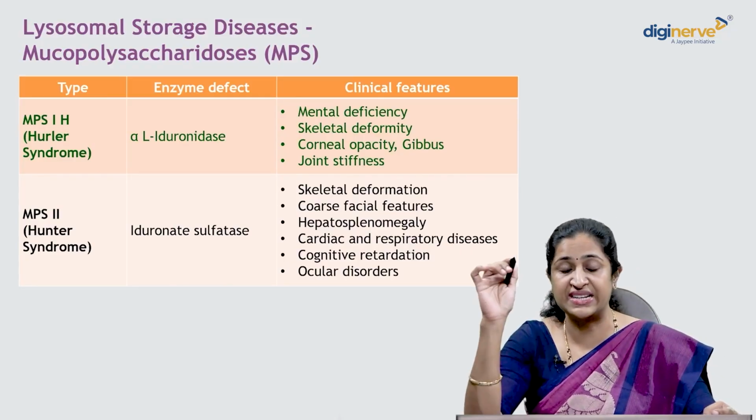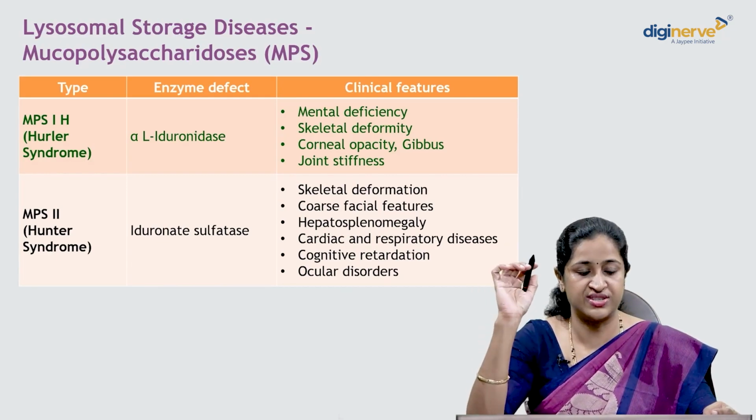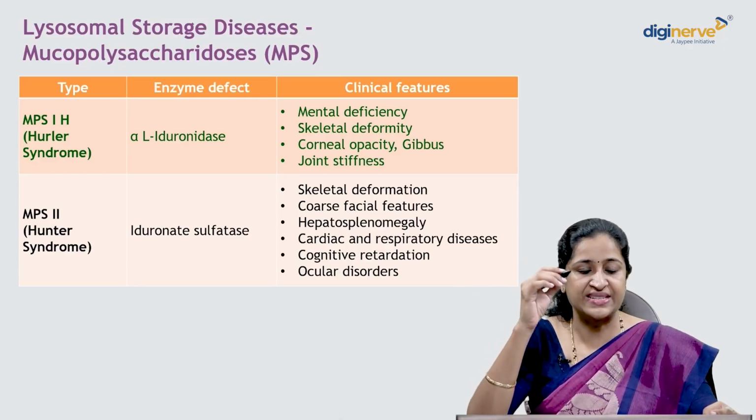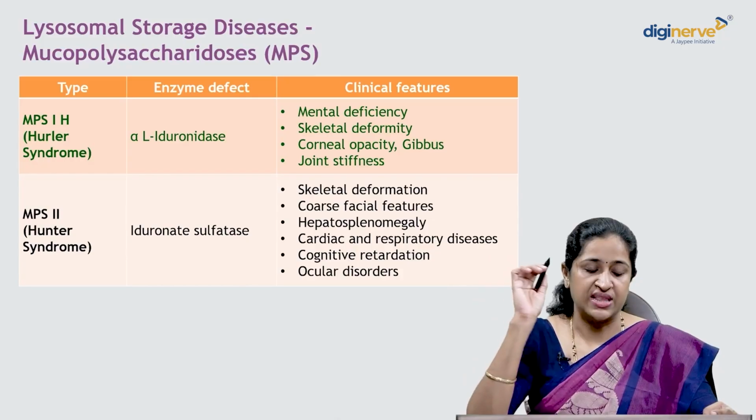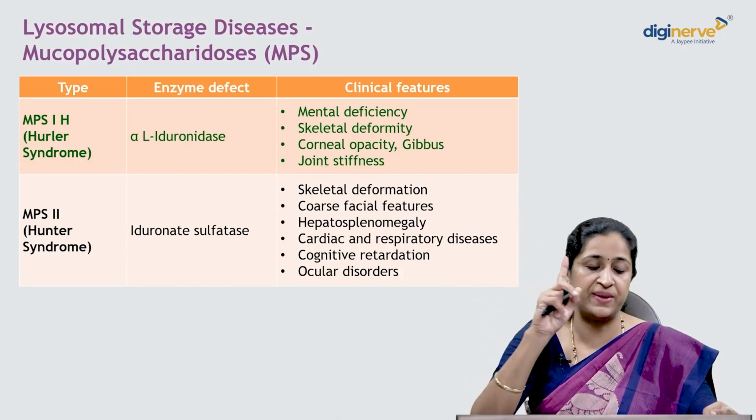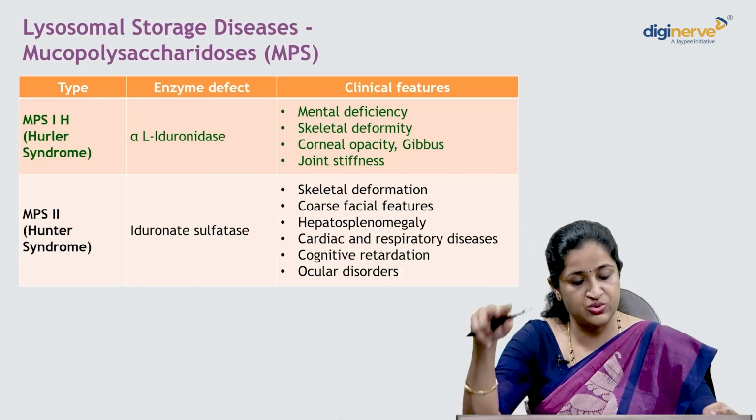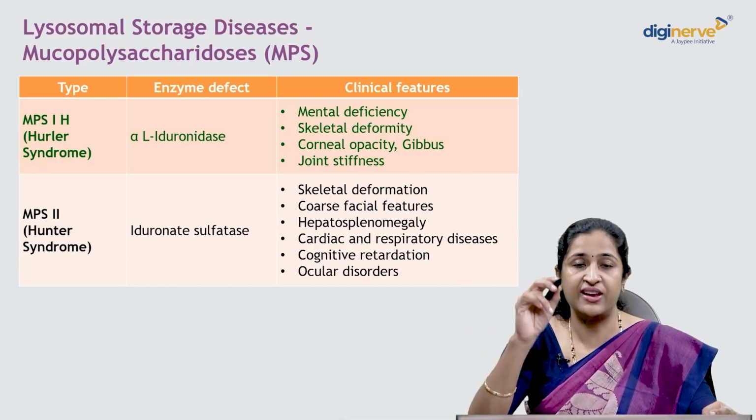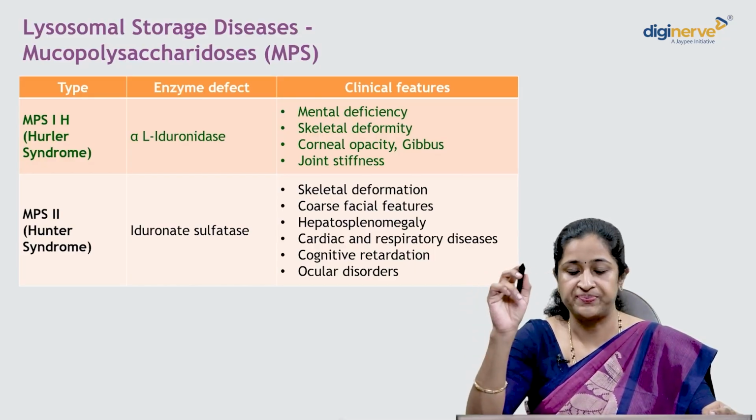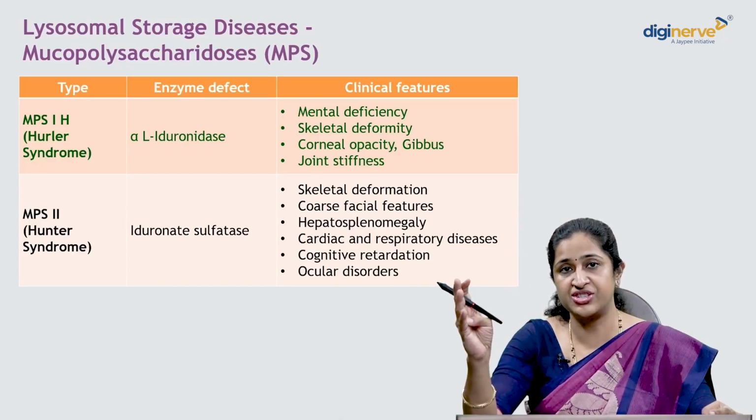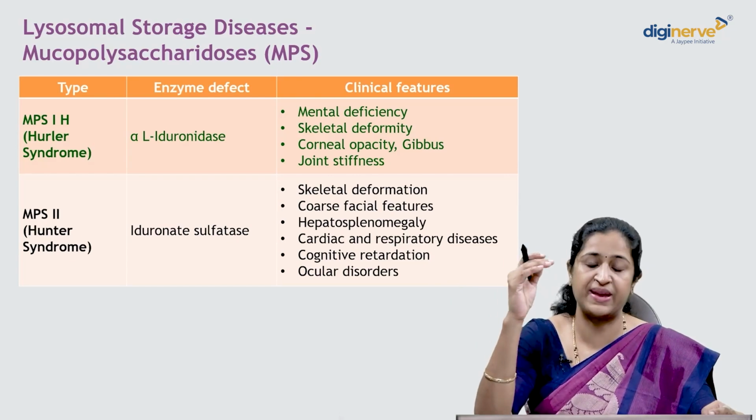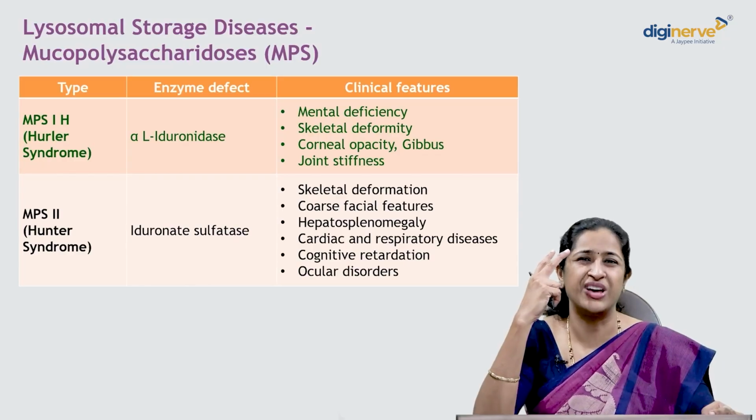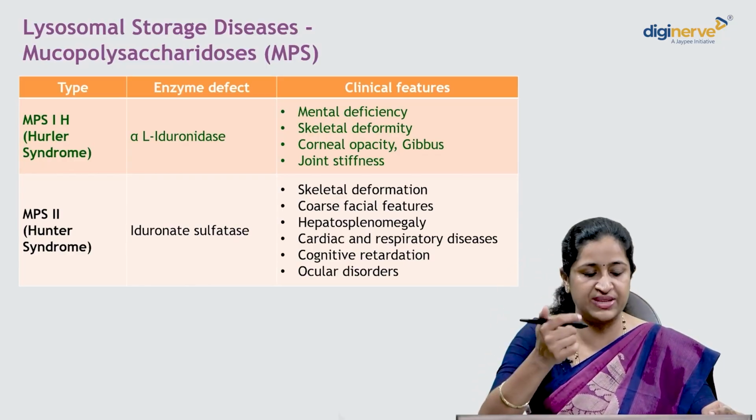Now coming to the third section, that is the lysosomal storage diseases. This is a very favorite of most MCQ paper setters. That is the mucopolysaccharidosis. The mucopolysaccharidoses are mainly of two types, the MPS 1 or the Hurler, MPS 2 or the Hunter syndrome. MPS 1, which is the Hurler syndrome, is the alpha-L-iduronidase deficiency. Here you have mental deficiency, skeletal abnormality, gibbus in the spine, corneal opacity and joint stiffness, along with classical facial dysmorphism of the coarse faces of Hurler syndrome.